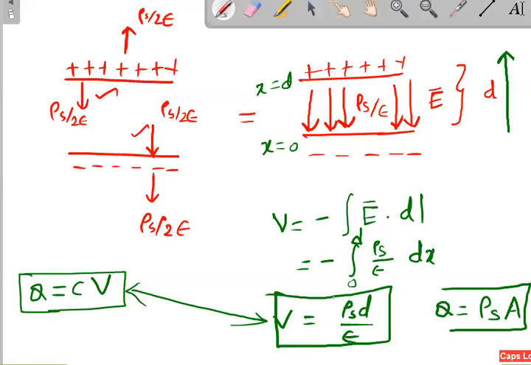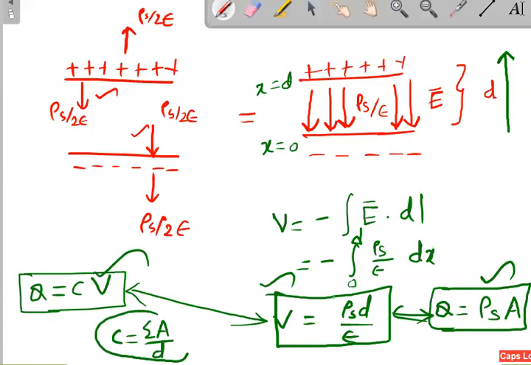What is the Q value? Rho s into A. And you know this one; we have newly formed this one. Is there any relationship between all these things? Just go through today whether there is any relationship. Already you know what is C. C is equal to what? Epsilon A by D. Just interrelate all these formulas and check whether all are true.